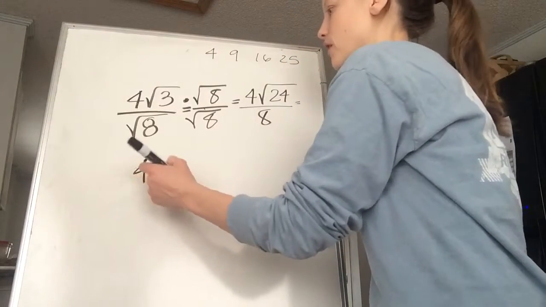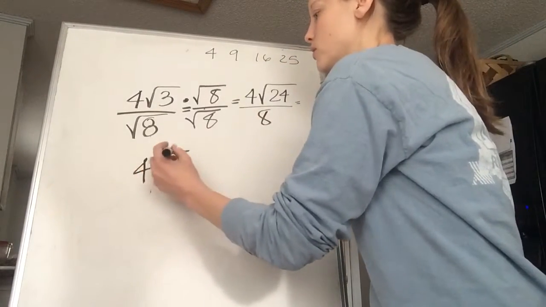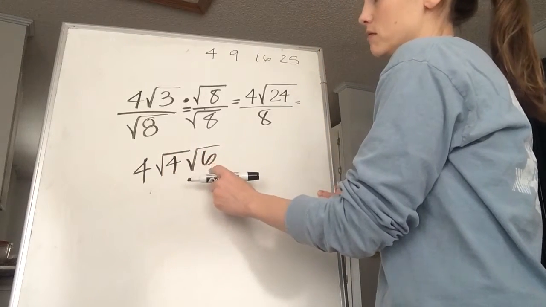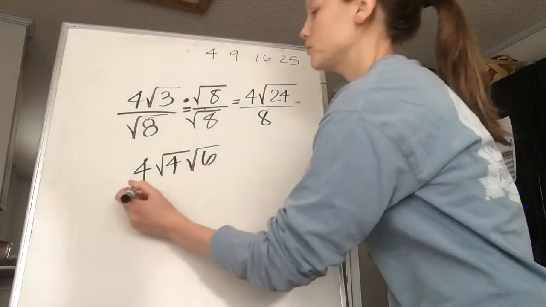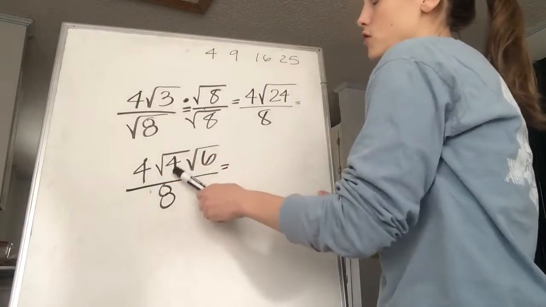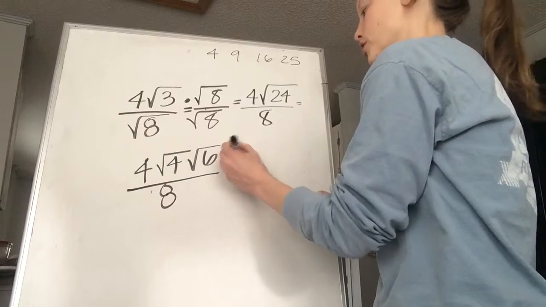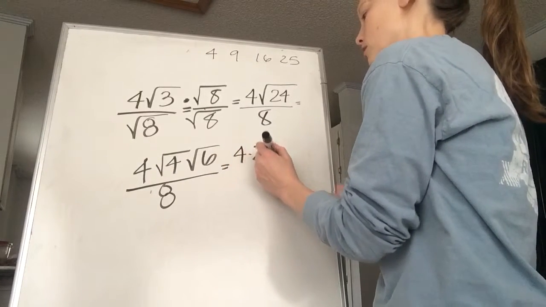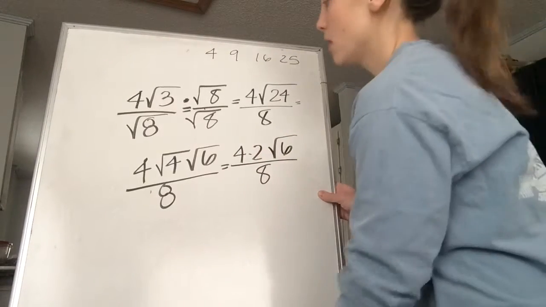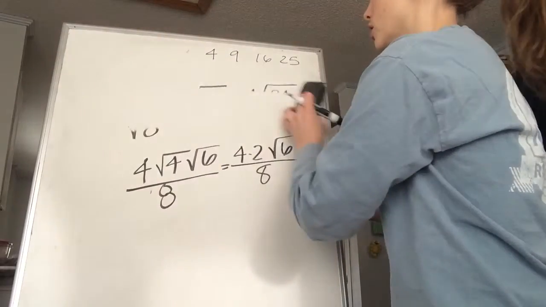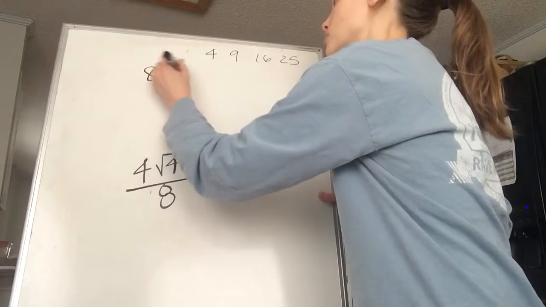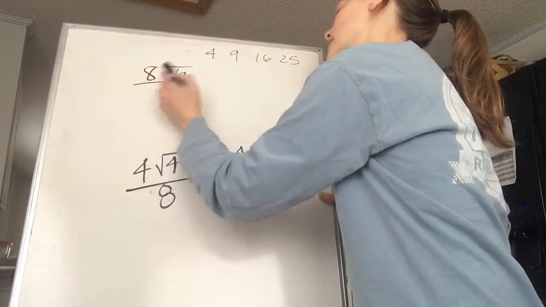We're going to keep our coefficient in front, and the square root of 24 would be equal to the square root of 4 times the square root of 6. Square root of 4 times square root of 6 equals square root of 24. And this is all over 8. So the square root of 4 we said is a perfect square, which is 2. So we have 4 times 2 times the square root of 6 all over 8. I want to erase this top portion just so I don't go too low. So then we are left with 8 times the square root of 6 all over 8.